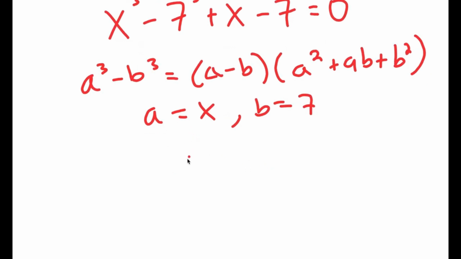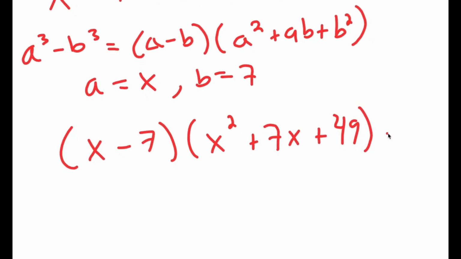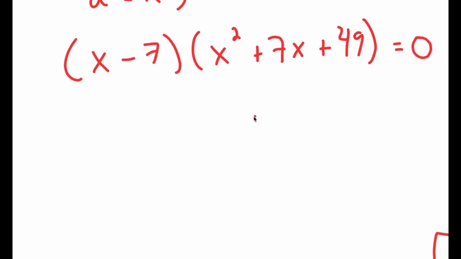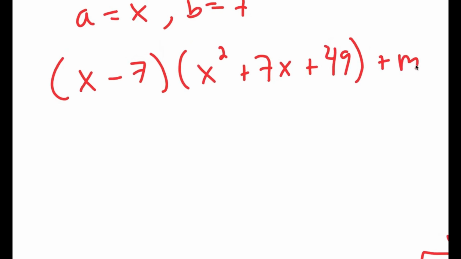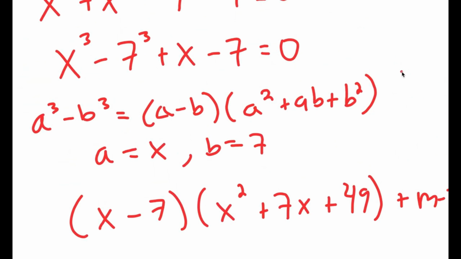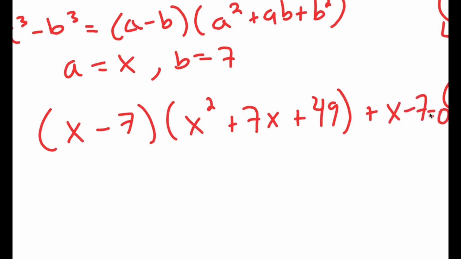So I get x minus 7 times x squared plus 7x plus 7 squared, which is 49. And remember, this is equal to 0. Now from here, oh yeah, and we also have our plus x minus 7 at the end.